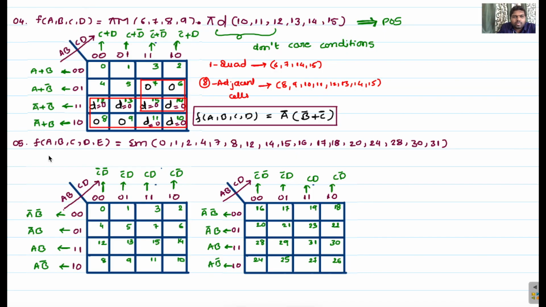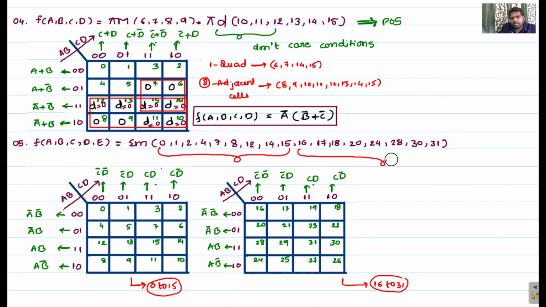So, the next problem is a 5 variable K map. Here the function values are provided, so you have to indicate them in this K map. This first one is the 0 to 15 K map, and this one is the 16 to 31 K map. Up to this you will indicate in the first K map, and from 16 to 31 you have to indicate it in the second K map.